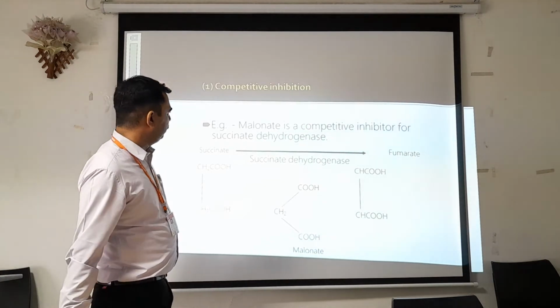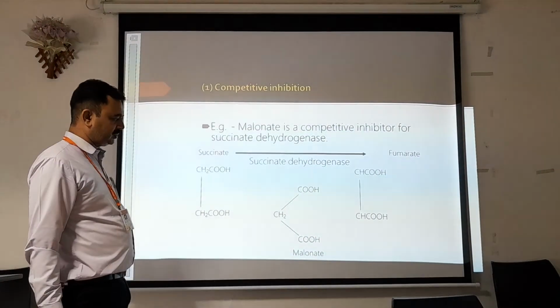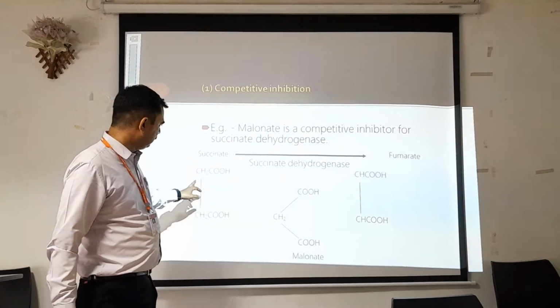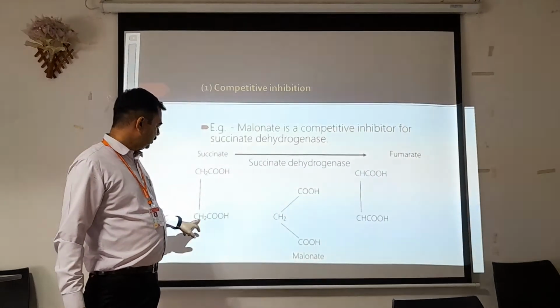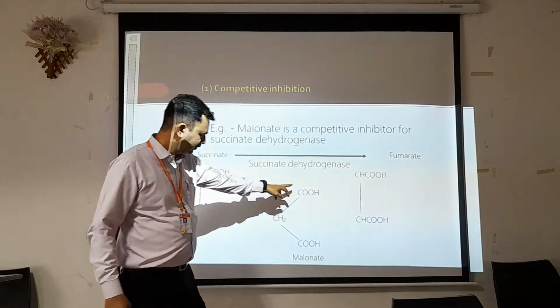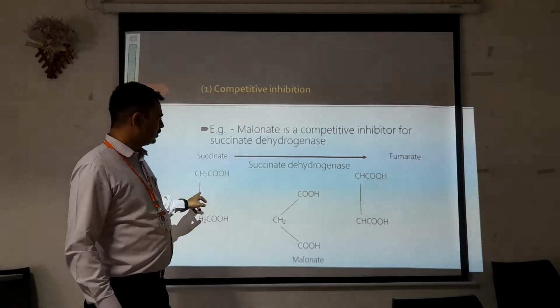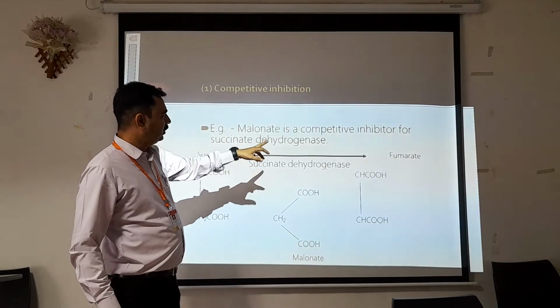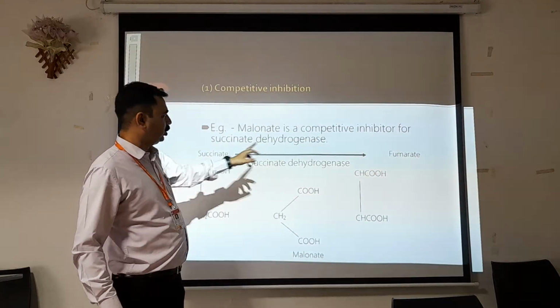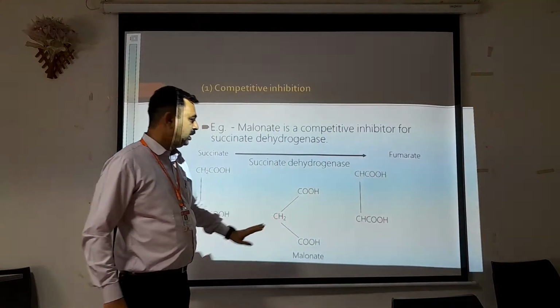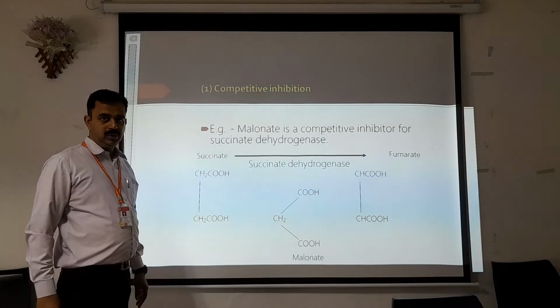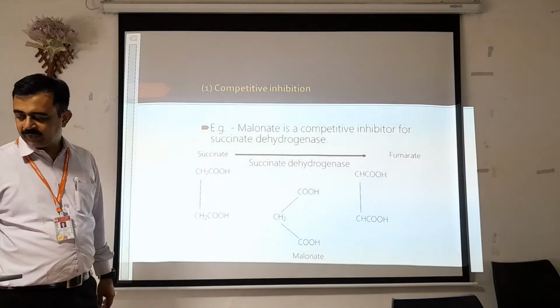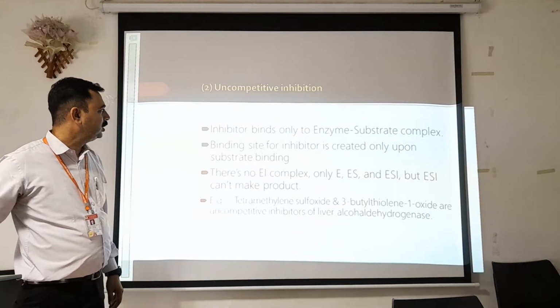Malonate is a competitive inhibitor for succinate dehydrogenase. लक्षात घ्या. Malonate स्ट्रक्चर बघा, CH2OH, CH2COH. सेम succinate dehydrogenase नावाचं एन्झाइम आहे. याला बाइंड केल्यानंतर इट विल हॅव अ कॉम्पिटिटिव्ह इनिबिशन. सक्सिनेट टू फ्युमारेट रिएक्शन ब्लॉक करण्याचं काम मॅलोनेट करू शकतो. This is one of the best examples of competitive inhibition.